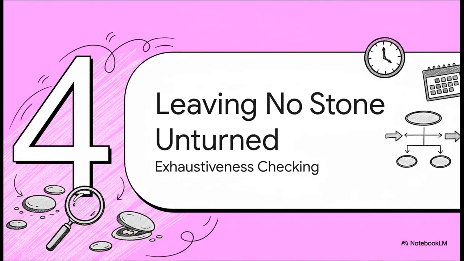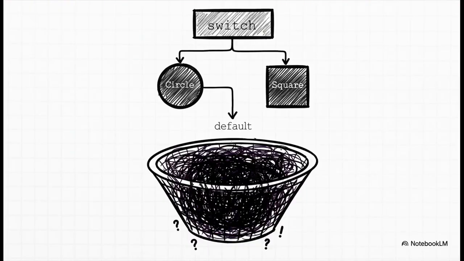But wait, a master detective leaves no stone unturned. How can we be sure we've handled every single possibility, not just for the code we have today, but for any code we might add in the future? Well, TypeScript gives us this amazing special type called never. You should think of this type as representing a state that should be totally impossible to reach. So in our switch statement, after we've handled all of our known cases, we add a default case. And inside that default, we try to assign our shape variable to another variable of type never.